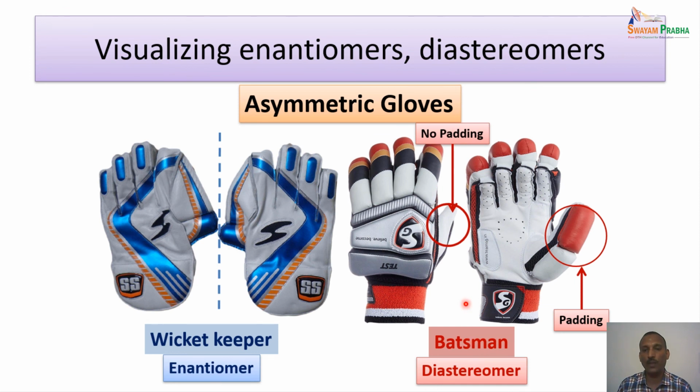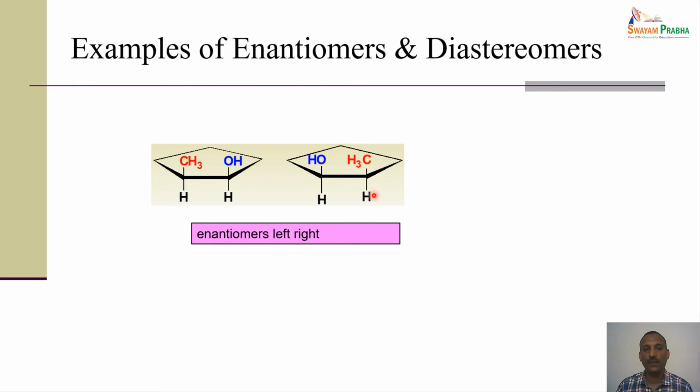If you play cricket and you are fully aware of this, you can easily remember enantiomers and diastereomers. Here again, in a cyclic system, we are looking at the enantiomers and diastereomers. These two are exact mirror images. If I put a mirror plane in between these two compounds, this is exactly the mirror image of the other one. So these two are called enantiomers. The compound name is cis-2-methyl cyclopentanol.